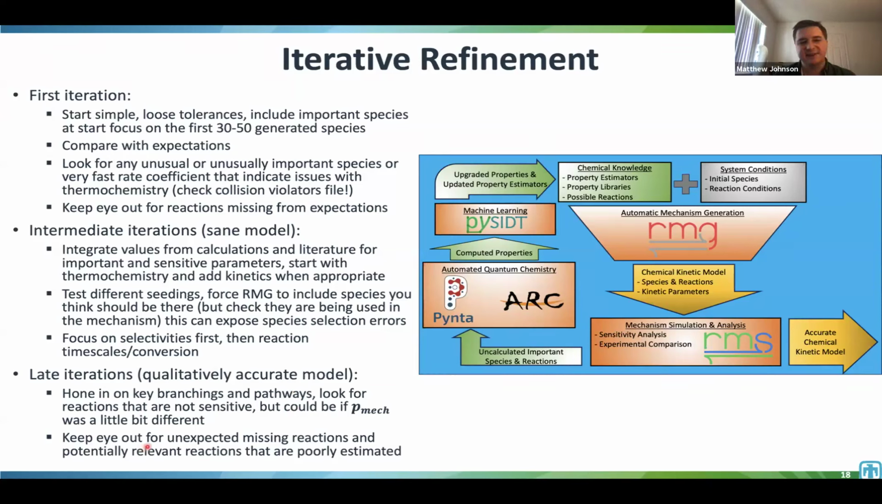This is also a good stage to keep an eye out for unexpected missing reactions. At this stage, you have somewhat of a stable model. You have some idea what's going on here, and it's worth trying to start making some guesses as to what kind of reactions might exist that maybe RMG doesn't know about. And also for reactions that might just be really poorly estimated. But you didn't calculate them because they weren't sensitive, but if they were well estimated, they might change your mechanism predictions.